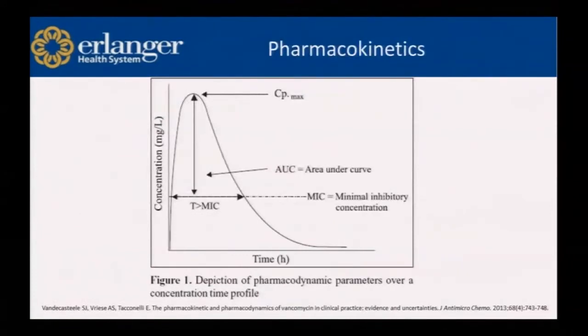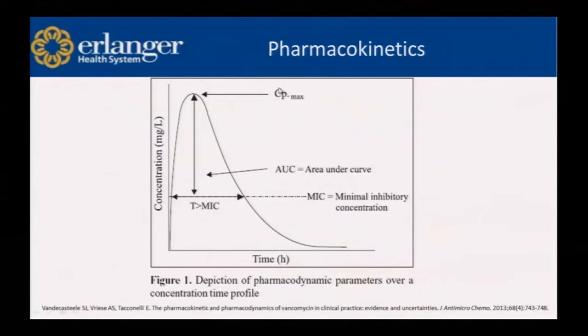Okay, and here I have a graphical image for you all. I apologize, I did not define MIC, so for those of you who are not familiar, MIC is the minimum inhibitory concentration, and for most of America, the MIC of vancomycin is 1 for MRSA. So I'd like you to keep that in the back of your mind throughout this presentation.